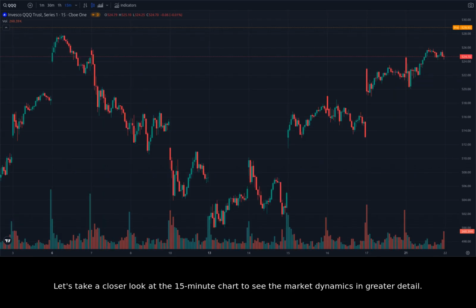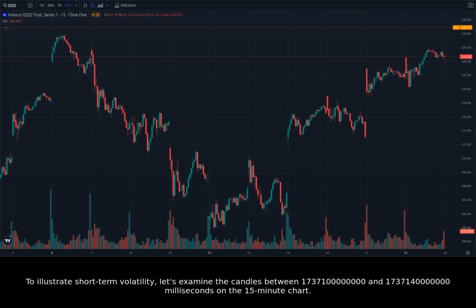Let's take a closer look at the 15-minute chart to see the market dynamics in greater detail. The 15-minute chart highlights a volatile price movement in recent hours. We can observe some short-term reversals and consolidation periods. The market's behavior seems to be driven by short-term news and trading activity. In addition, we can see some small gaps in between consecutive candles indicating the trading halt.